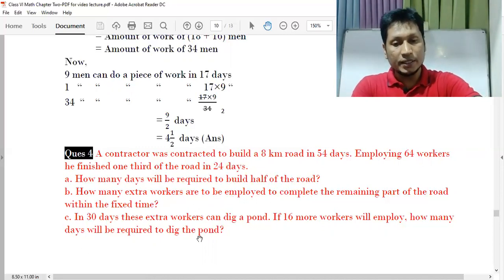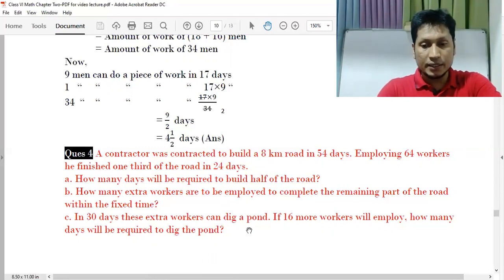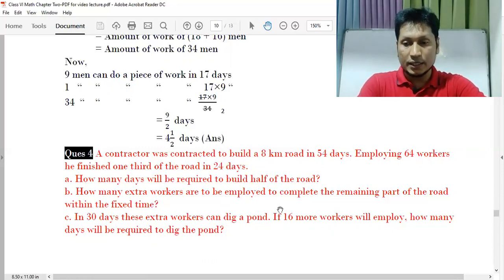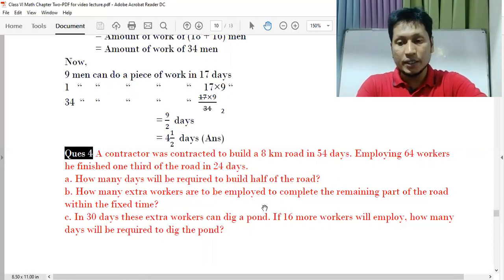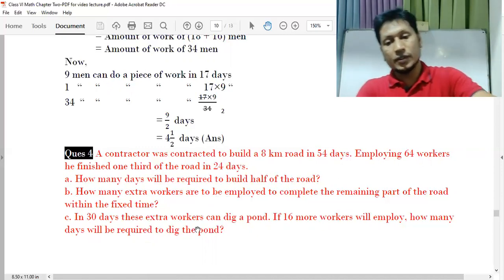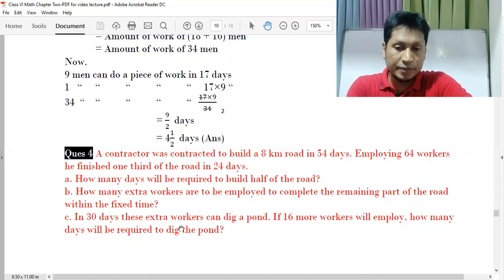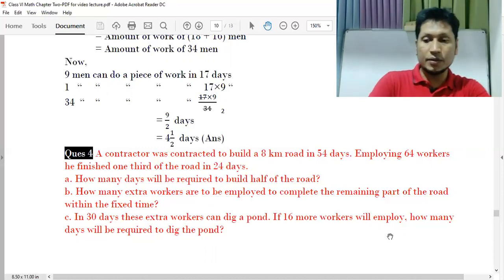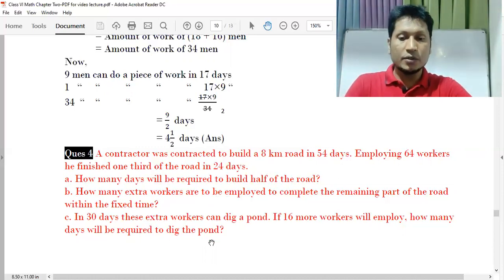Okay, so part C says in 30 days, extra workers can dig a pond. That is, in 30 days, these extra workers what? From part B, we will know how many extra workers he employed. So we will use the answer of part B in part C. That is, in 30 days, the extra workers found from part B can dig a pond. If 16 more workers are employed, how many days will be required to dig the pond?